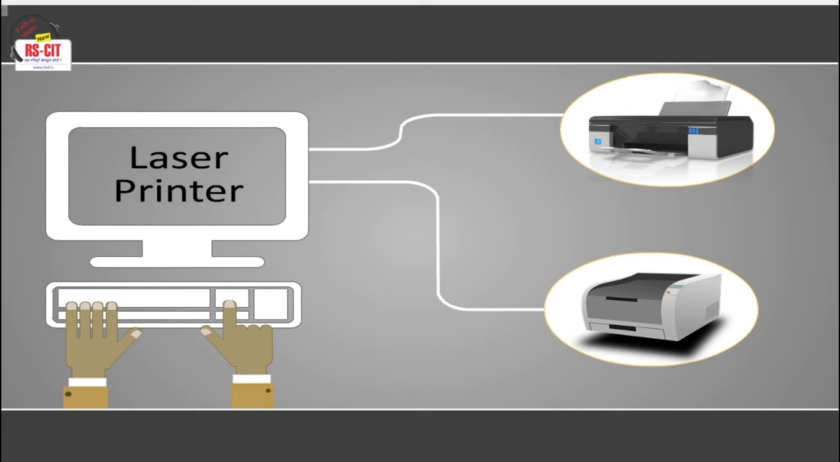Most laser printers are monochrome, that is one color, black only. But more expensive laser printers with multiple color toner cartridges produce multicolor output. These printers are faster than inkjet printers. Their speed is measured in pages per minute, that is ppm.